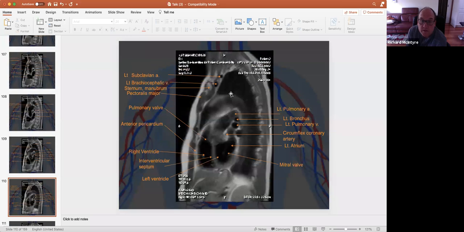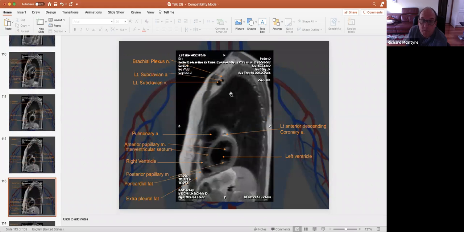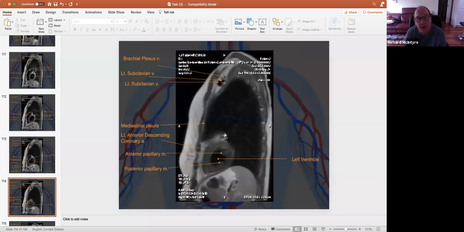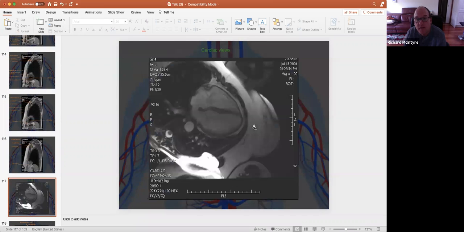So again, there's the little coronary arteries. We mainly look at the axials, but it definitely helps to familiarise yourselves with the sagittals and the coronals, and that will help you with the axials and will help you when you get through clinic.